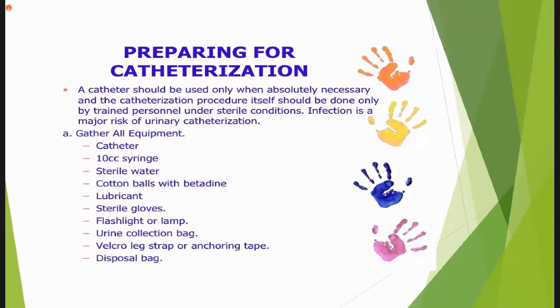And the third is cotton balls with povidone, lubricant jelly, that is xylocaine, sterile gloves, a flashlight or lamp, a urine collection bag, and velcro leg straps or anchoring tape, that is adhesive tape, whichever you have. And the last one is a disposable bag.